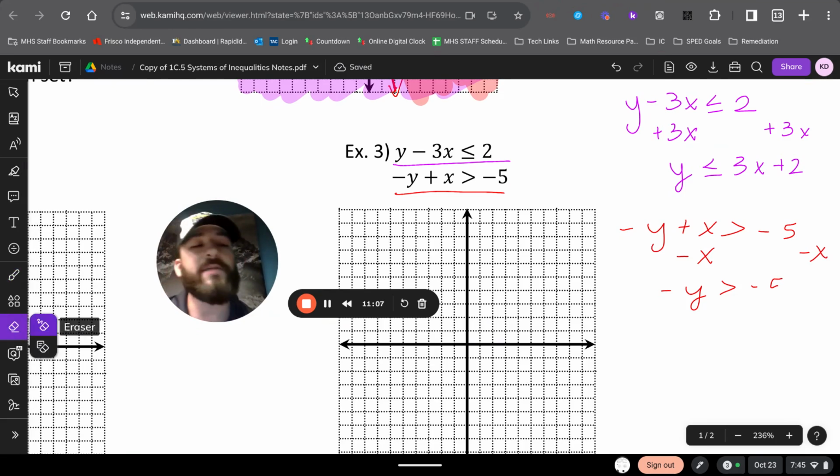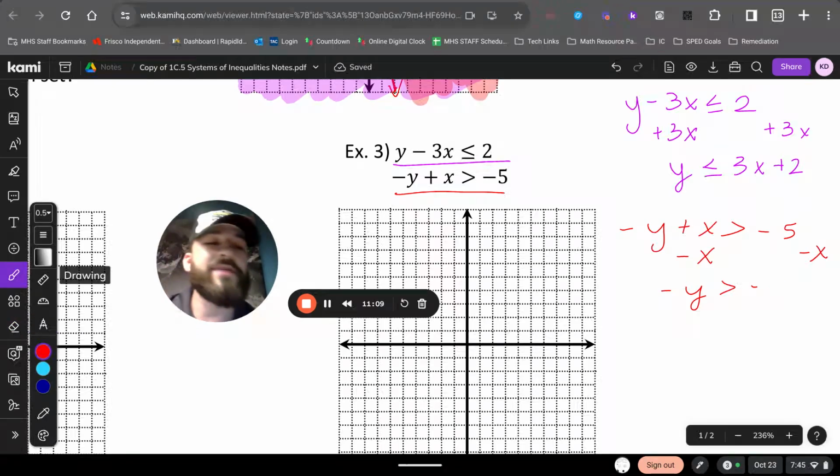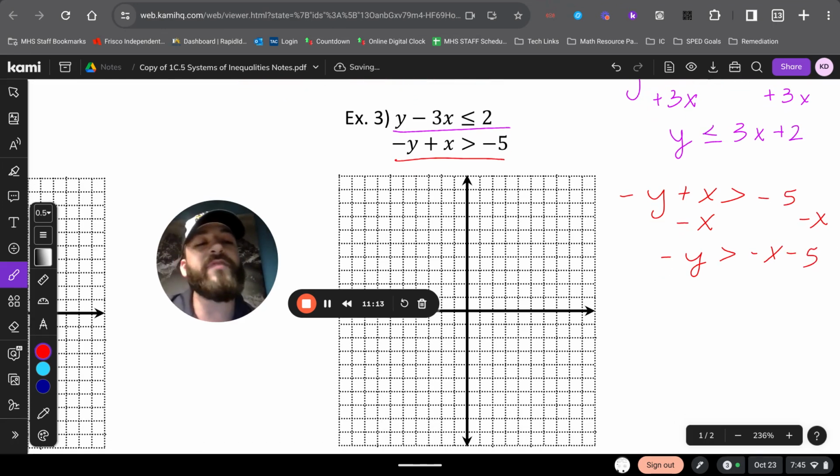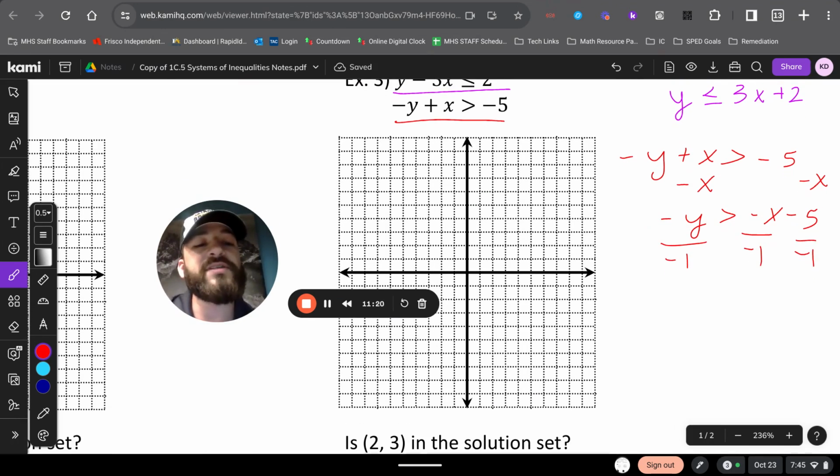Negative x minus 5. Okay, and then we still have that negative in front of y, so we can divide everything by a negative 1. And this is going to have two effects. First of all, it's going to change all of our signs, so y and x plus 5.